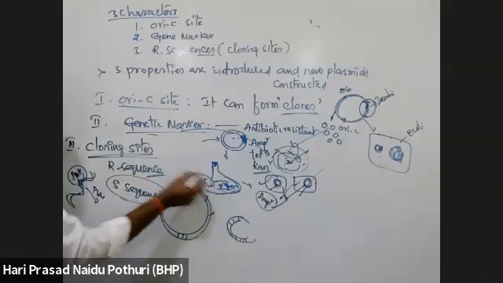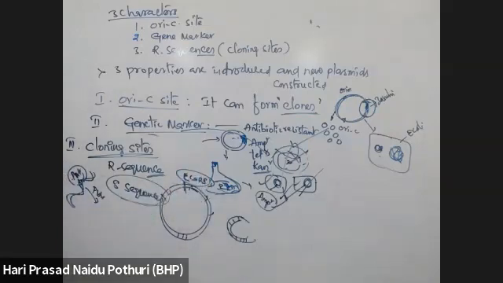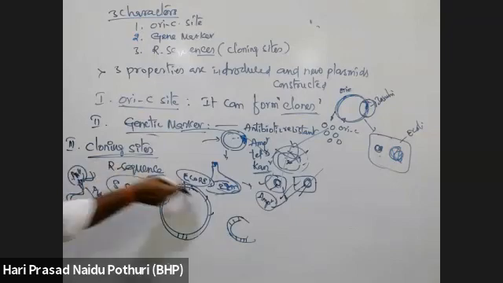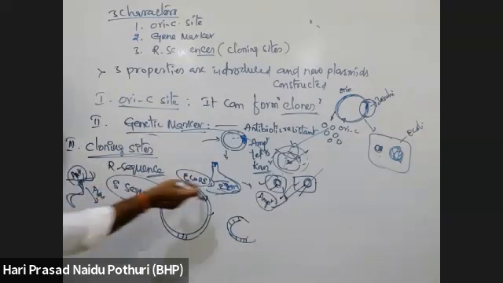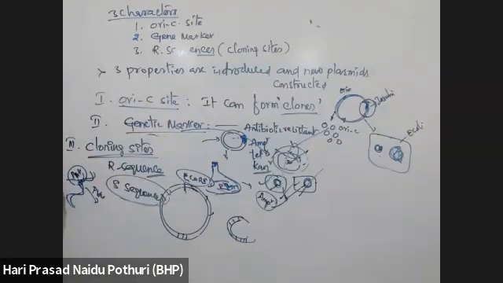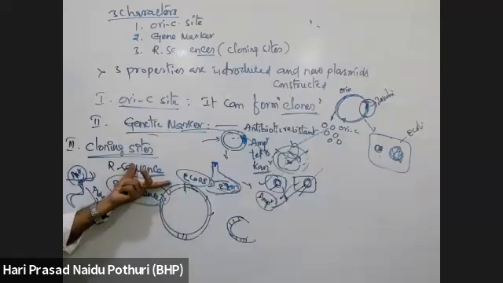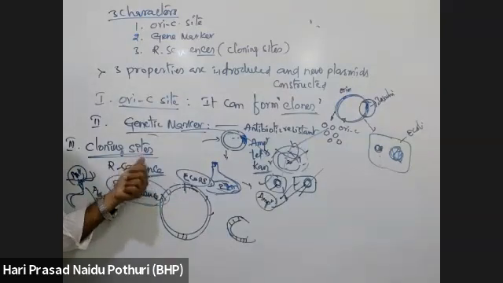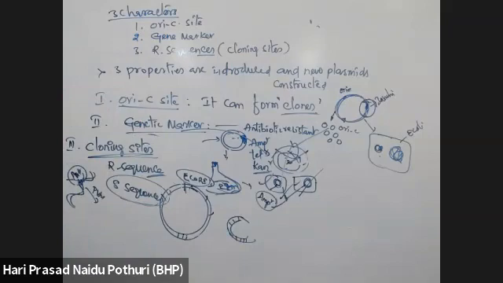Suppose EcoRI is here. If this DNA has EcoRI, this same plasmid can be used. If this one has PvuI, the same plasmid is useful because it has the same sequence. If it has SalI, the same vector. So more restriction sequences for different enzymes is preferable. If the same restriction sequence is present repeatedly, that is not advantageous.